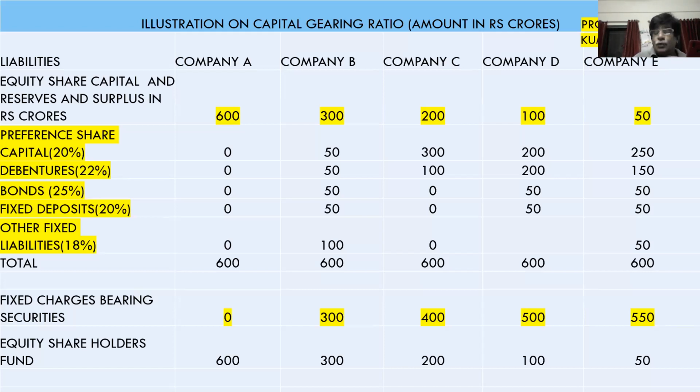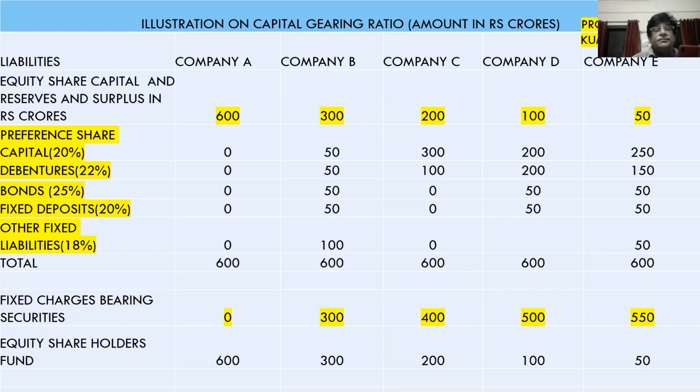It means they have no obligation to pay preference dividend, or interest on debentures, bonds, fixed deposits and other things. So fixed charges bearing instruments are zero and equity share capital is 600. If you calculate the capital gearing ratio, it is 0/600. So the company is a very good company, because the instruments from outside having fixed charges are zero.